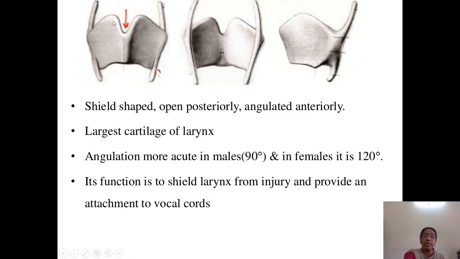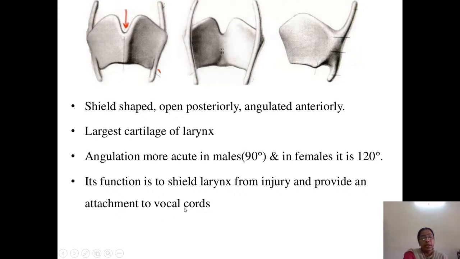Next, we have said there is angulation anteriorly. Anteriorly, the thyroid cartilage shows some angulation. In males, the angulation is about 90 degrees. I think in this picture you can see this angulation. In males, it is about 90 degrees, but in females, the angulation is a little bit more, about 120 degrees. The voice also differs. Yes, it is 120 degrees in females, but in males, it is about 90 degrees.